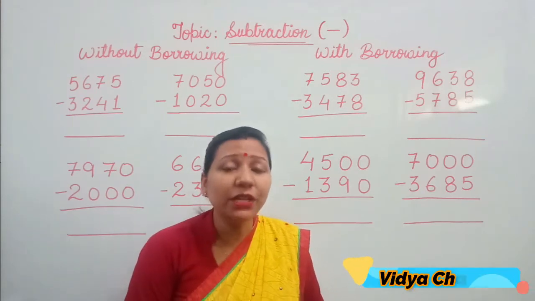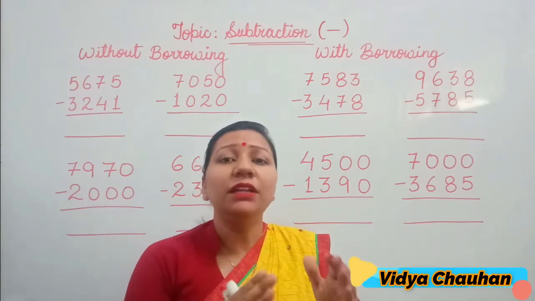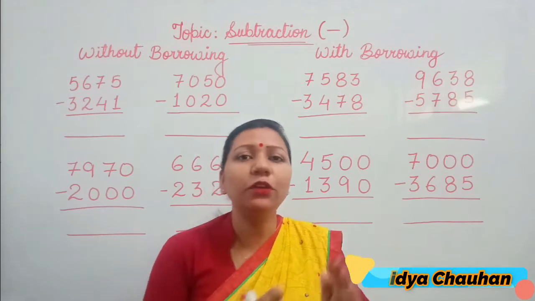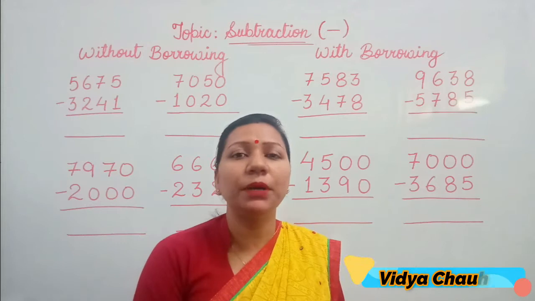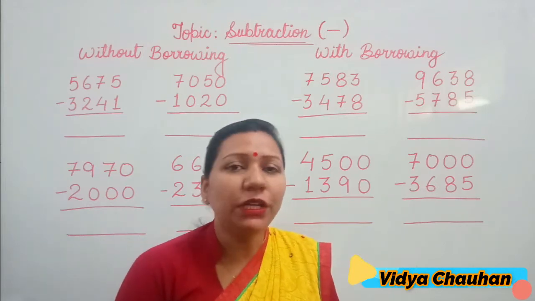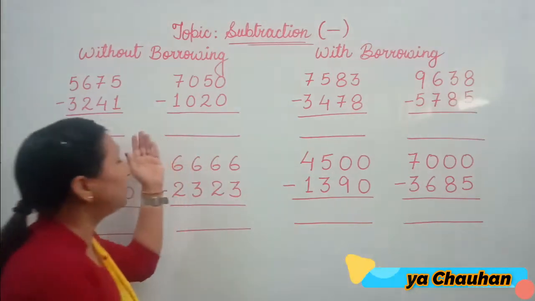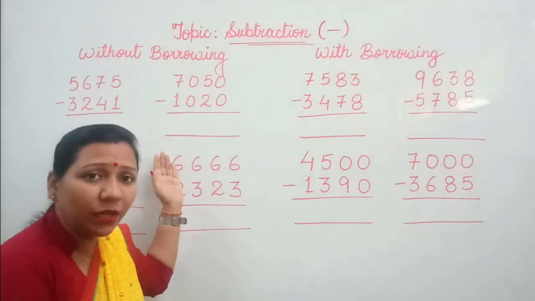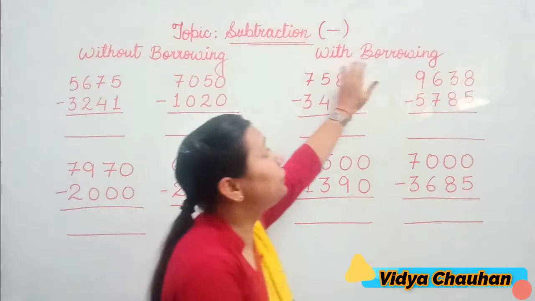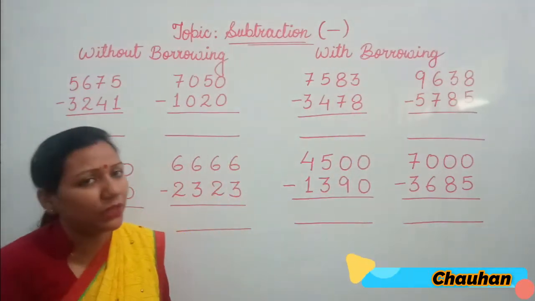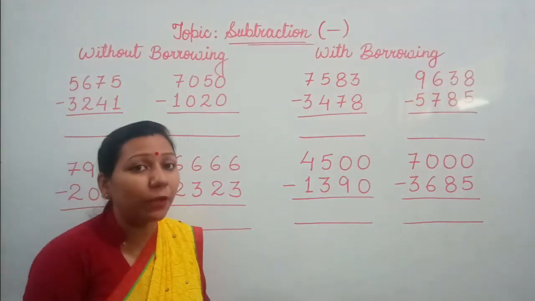Now subtraction is always done when you have to subtract a smaller value from the bigger one. So we subtract a smaller value from a bigger value. Here I will be explaining two different methods of subtracting numbers. The first one is without borrowing and the second is with borrowing. So what is without borrowing and with borrowing?